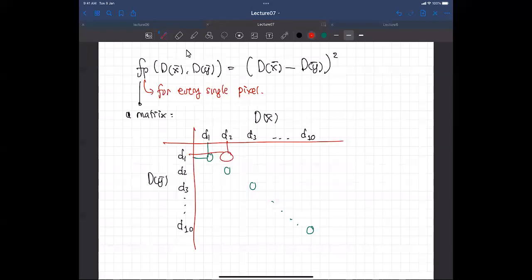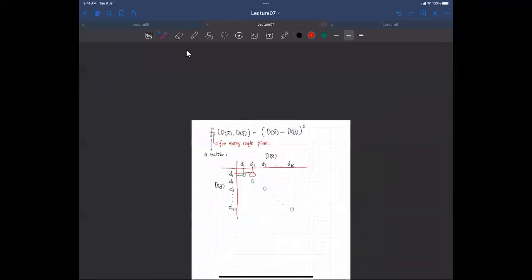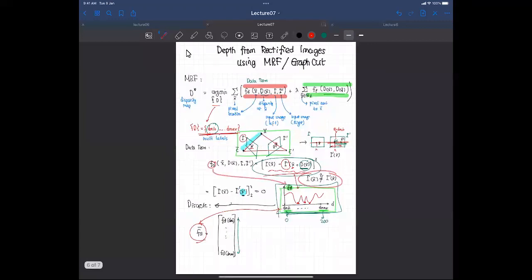Then you just put these two values for every pixel into the GraphCut package to do the optimization. And if you do the optimization, then you will get the depth value for every pixel. Any questions here for the definition of FP and FD?